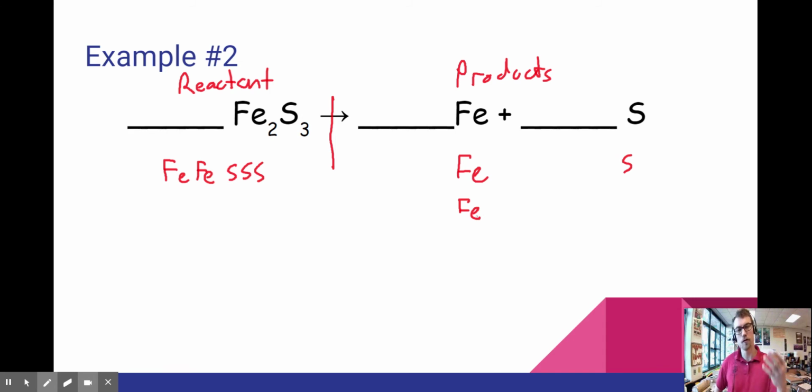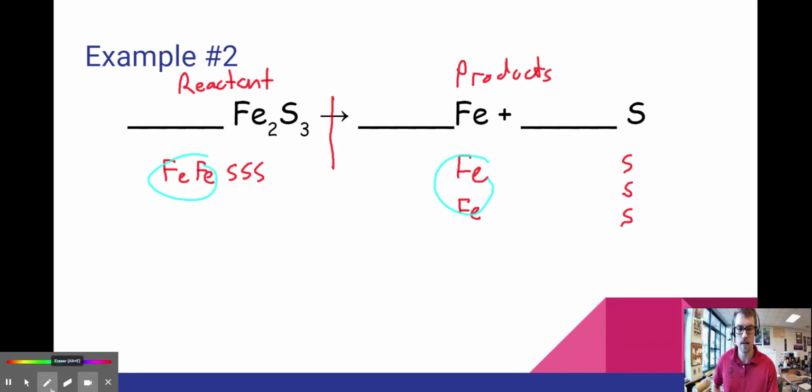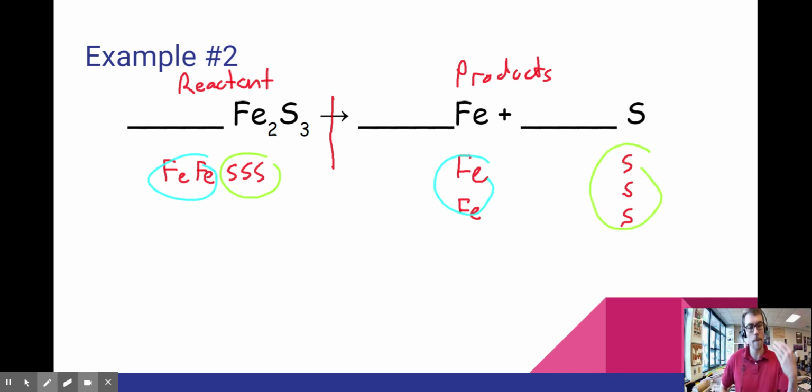I have 3 sulfurs on the reactant side. I only have 1 on the right, so I need to add on 2 more. Okay, so now I have 2 irons on the reactant side, 2 irons on the product side, and I have three sulfurs on the reactant side and 3 sulfurs on the product side. So this is now a balanced chemical equation.